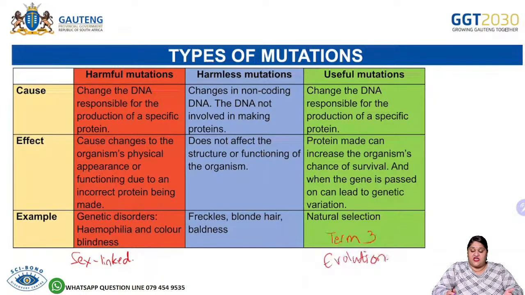This is when there's a change in the DNA responsible for the production of a specific protein. So this is once again got to do with the proteins. The protein made can increase the organism's chance of survival, and when the gene is passed on it can lead to genetic variation. So what this is saying is that a specific mutation can occur, but this mutation can actually help an organism to survive.